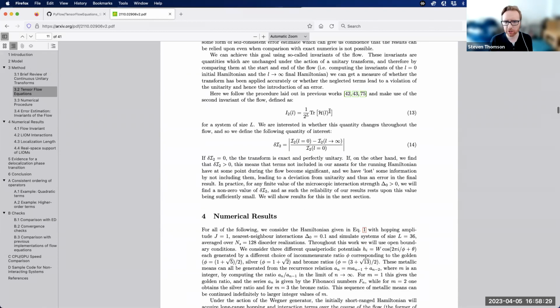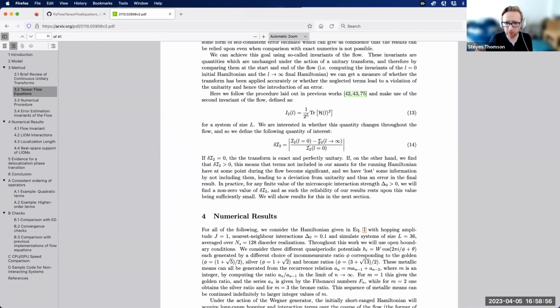Yeah, this was just a section on these flow invariants that you asked about. It's unitary, so it has to conserve traces of integer powers of the Hamiltonian. We use the second invariant, the trace of the Hamiltonian squared. We compute that at the beginning, we compute it at the end, we normalize, and ideally this quantity should be close to 0, which says that these invariants are well conserved by the flow. So that's our self-consistent error estimate.